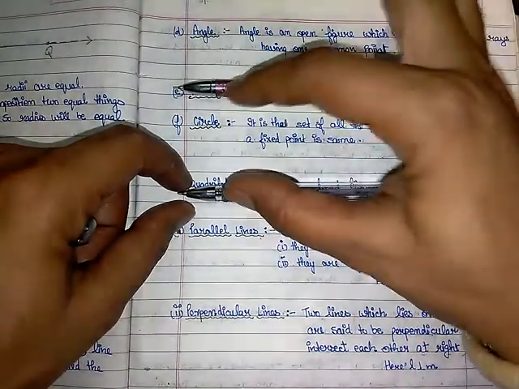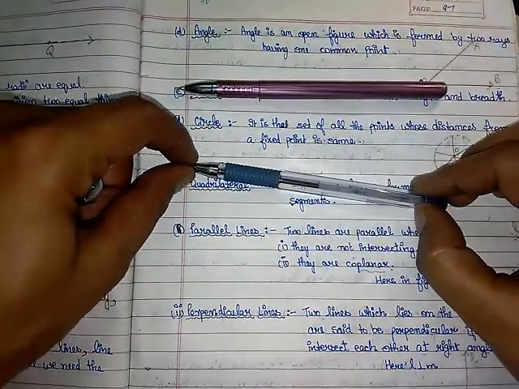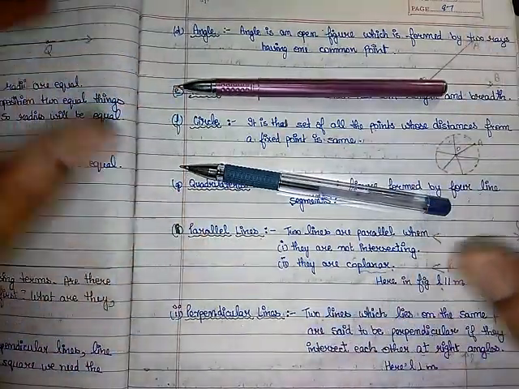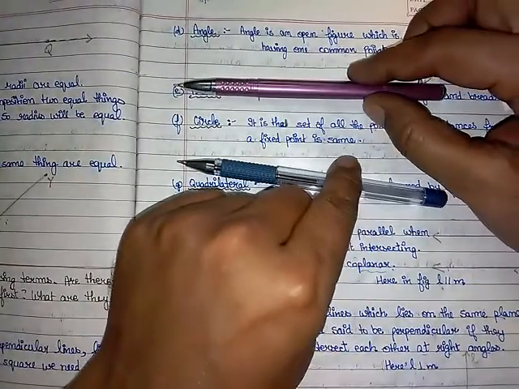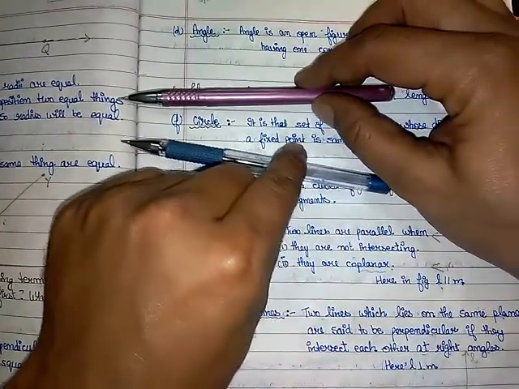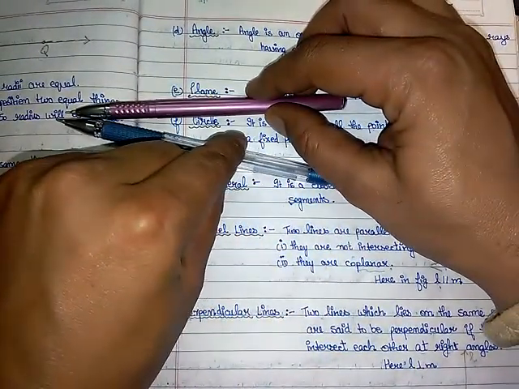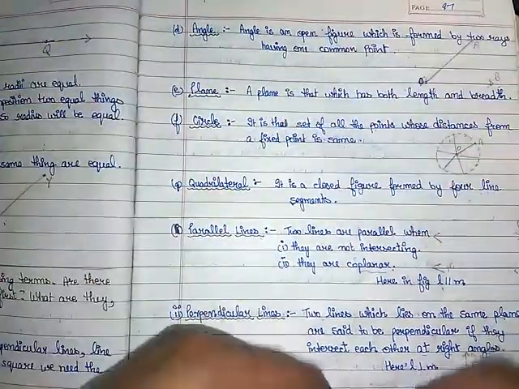If somewhere this distance is going to be less than 5, that is 3 centimeter, it means these two lines are not parallel. They will definitely intersect somewhere. Suppose if you extend these lines, somewhere they will intersect each other. So they are not parallel lines.